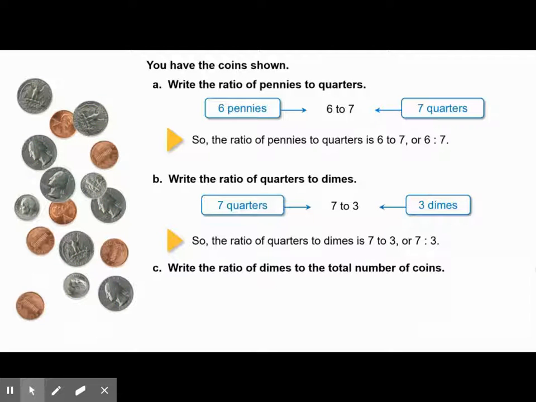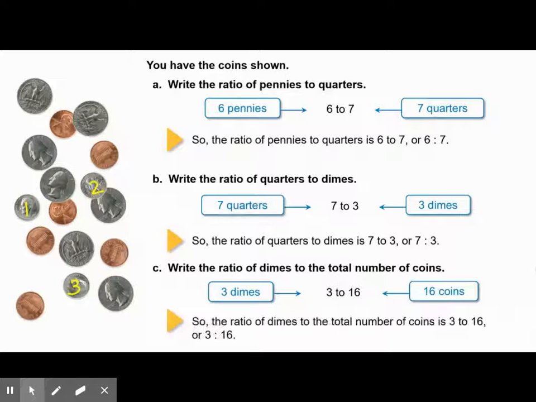Part C. Write the ratio of dimes to the total number of coins. Again, how many dimes do you have? 3 dimes. How many total number of coins do you have? You have 6 pennies, 7 quarters, and 3 dimes. The total number of coins is 16. So the ratio of dimes to the total number of coins is 3 to 16.